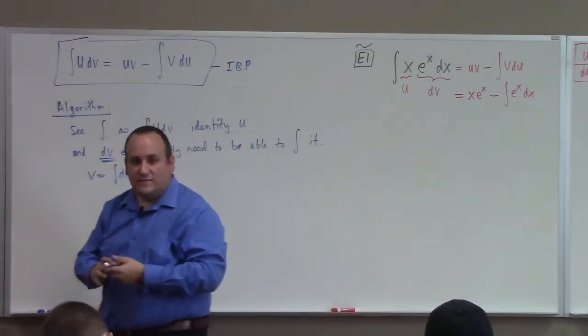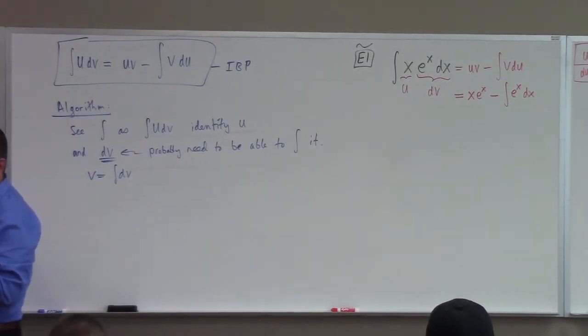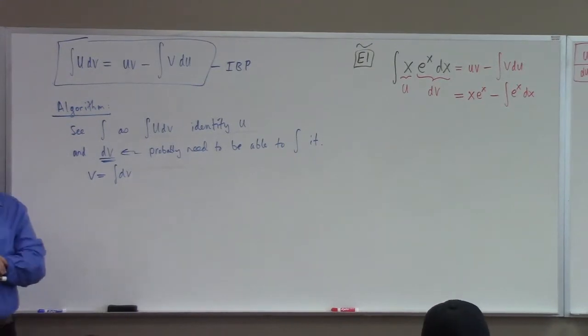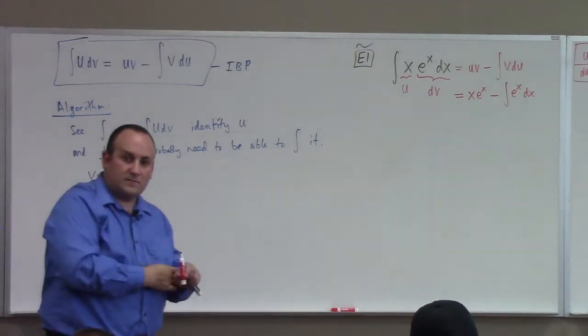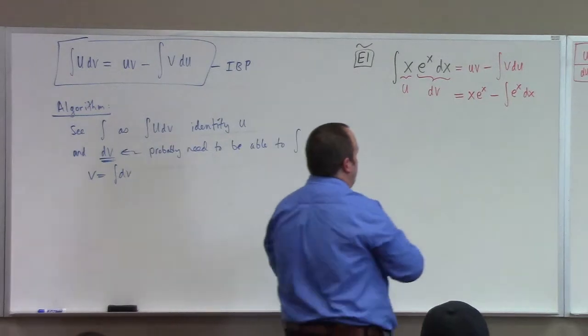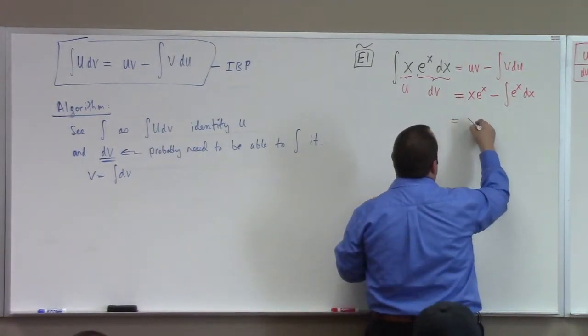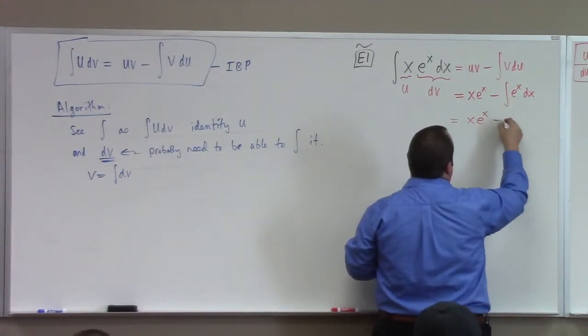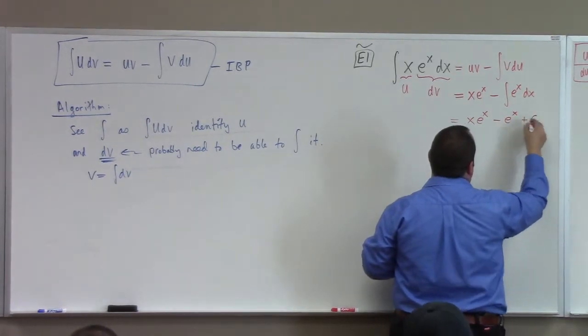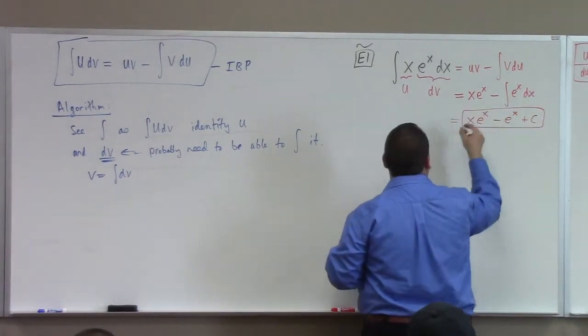The logic behind this is just what I showed you in example 1. It's just using the product rule in a crafty way, right? And there you go. We're back where I got to just a second ago: x e to the x minus e to the x plus a constant. There you have it.